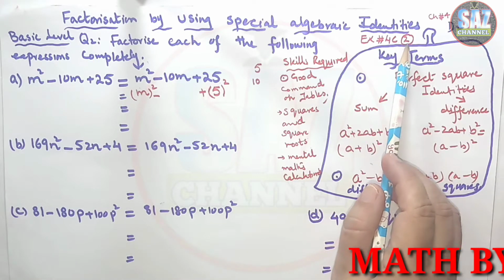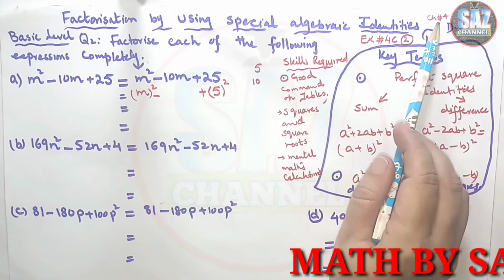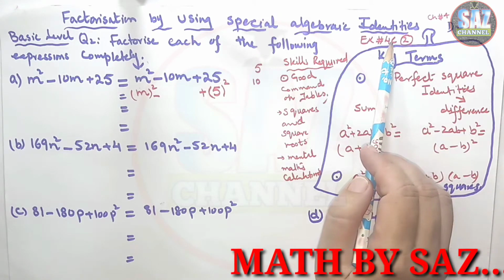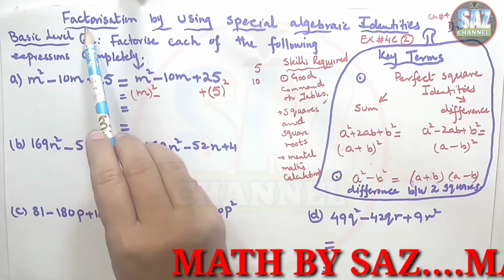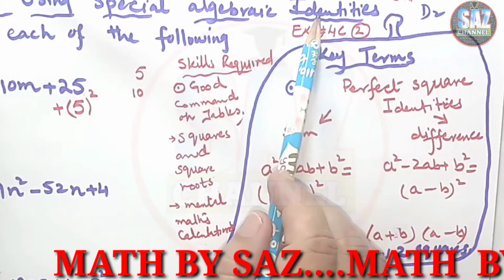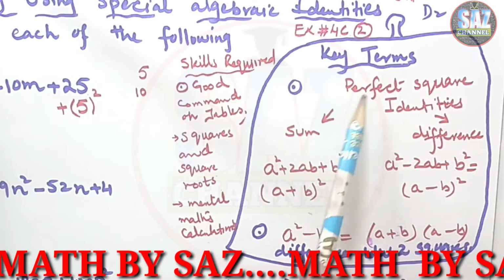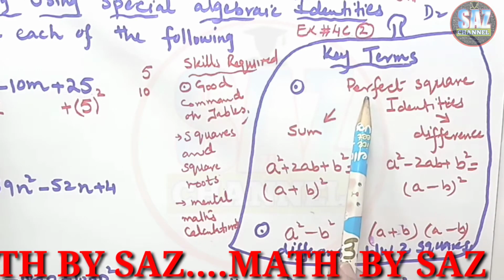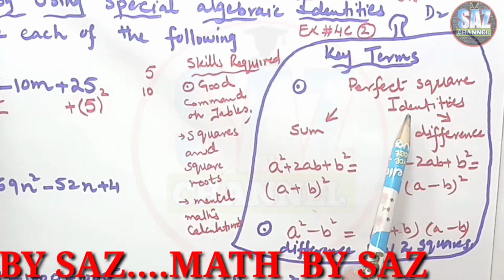This is my second lesson of D2 chapter number 4 exercise 4C. In this lesson I'll be teaching you factorization by using special algebraic identities. Before going to the lesson, there are some key terms. What are the algebraic identities?